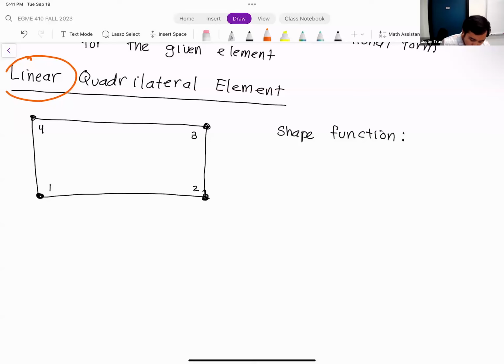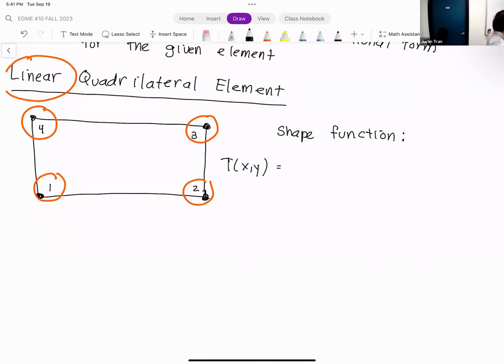The other thing you should take note of is the number of nodes on the element itself, and I'll explain why in a second. For this particular element, we have a linear function with four nodes. So let's go ahead and form the shape function. Since we're in 2D, our shape function is going to be a function of both X and Y. Whenever you're making a shape function, you always have to start with a constant term. So that C0 there is a constant.